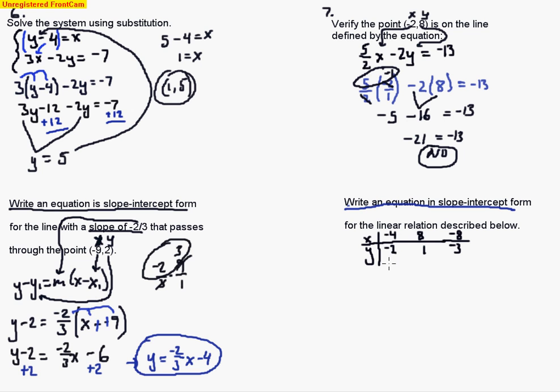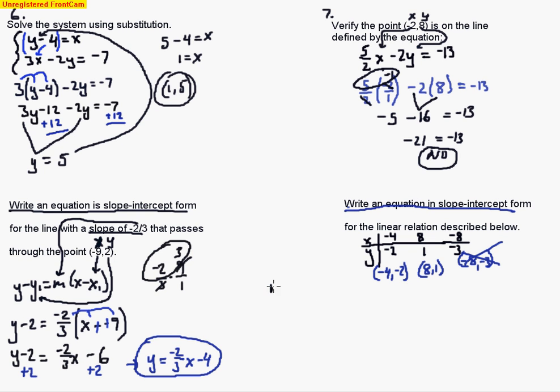This one is negative 4 comma negative 2. That's one ordered pair. We've got 8 comma 1. That's another one. Again, 8 was x, 1 was y. And we got negative 8, negative 3. That's another. Well, we don't need all of these points. So I'm going to just cross off one of them, and we're just going to use 2. And we need to find the slope in order to use our point-slope formula. So we need to figure out what that is.